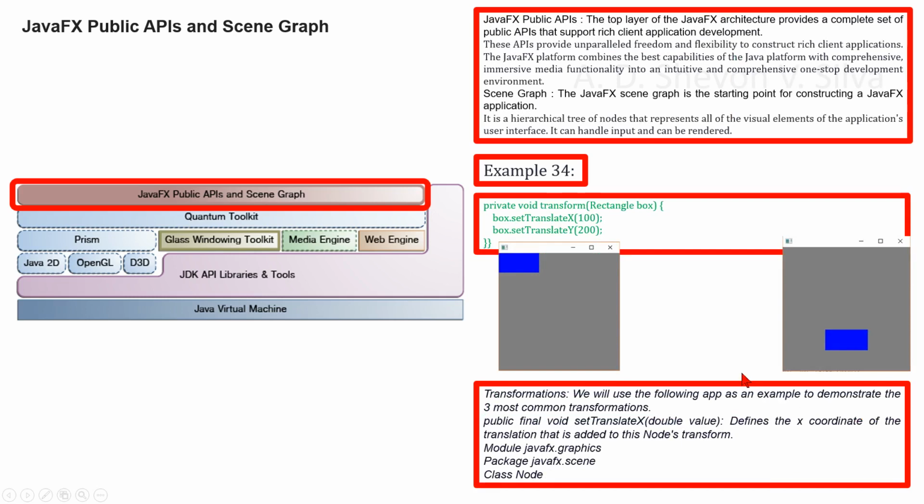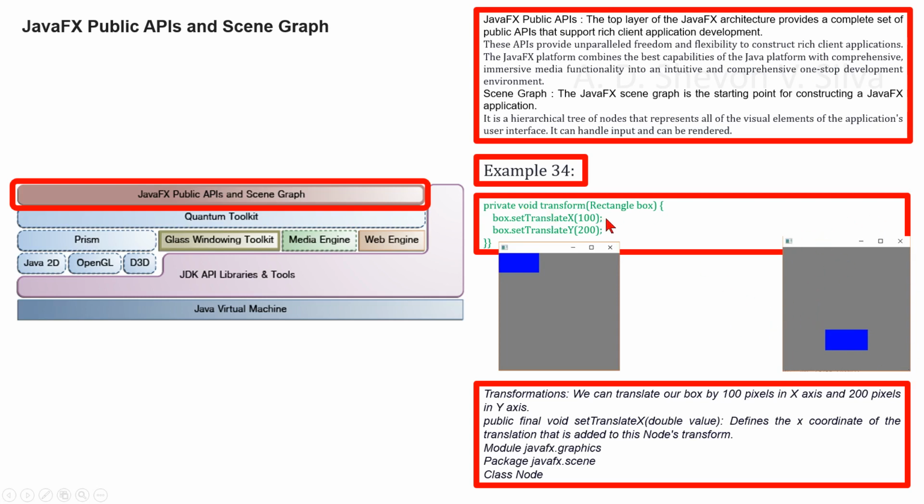Now we are considering translate transformations. We can translate the box here by 100 pixels in the x-axis and 200 pixels in the y-axis. You can see the translated figure here.